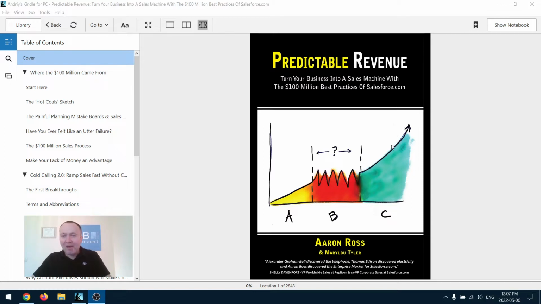So predictable revenue is how to get to this stage C, how to pass through this hot coal period where the company could just disappear because you don't have money coming in, and get to a stage where money starts coming in.